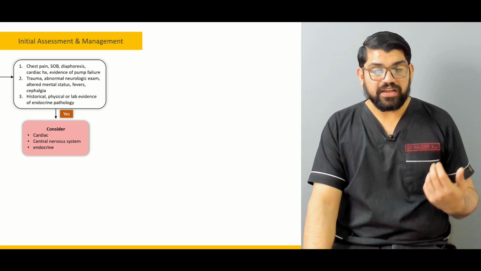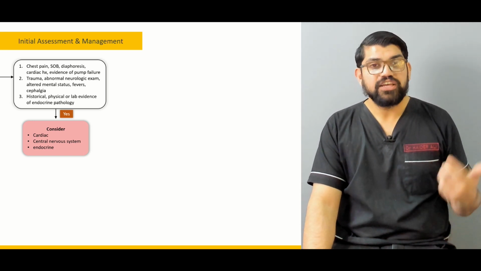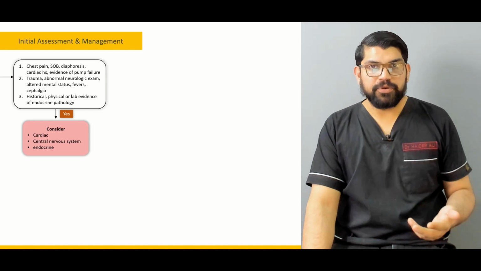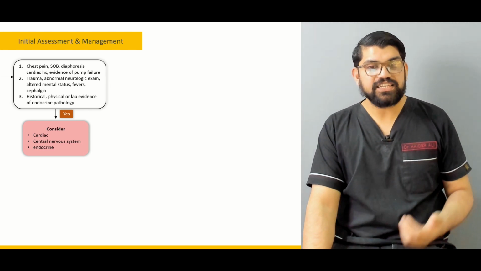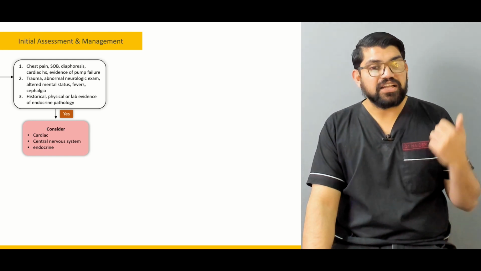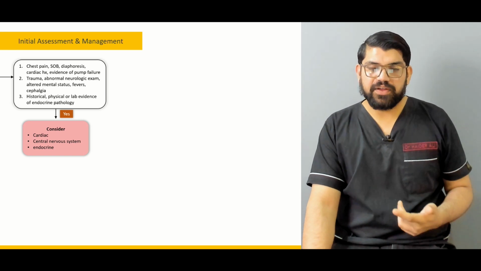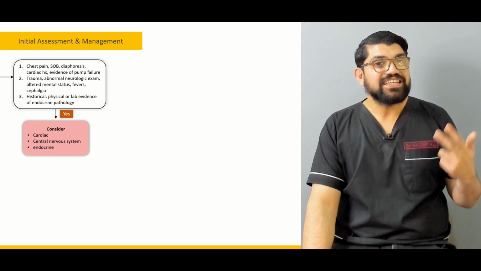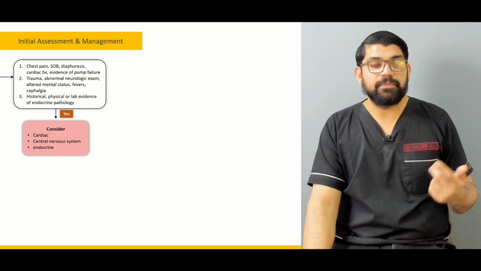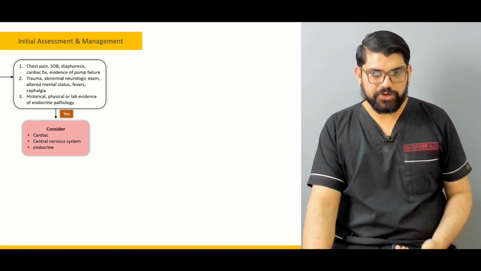If there are signs and symptoms of all these mentioned above, which include chest pain, trauma, or any abnormal neurological signs, altered mental status, or any history of endocrine disease, consider a cardiologist opinion, cardiac markers, and things related to cardiology. Central nervous system: get a CT scan, lumbar puncture, or MRI if required. Endocrine: get an opinion from an endocrinologist.